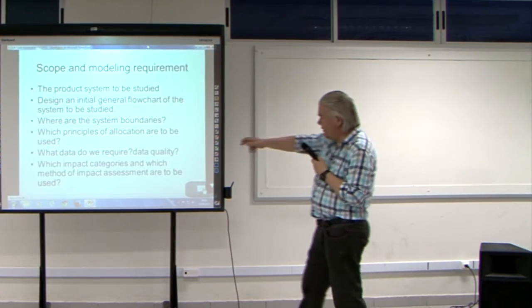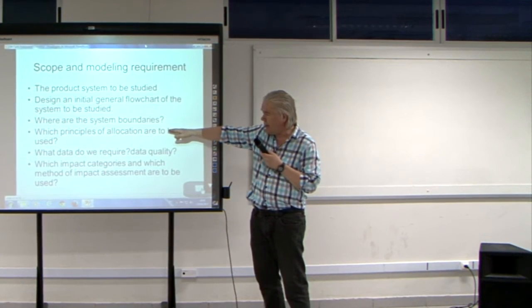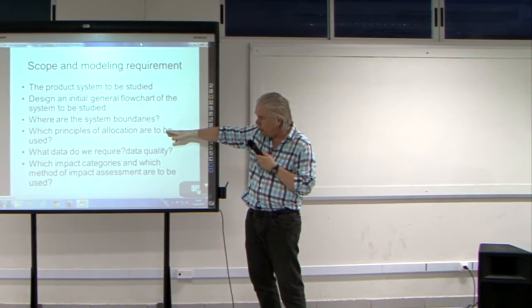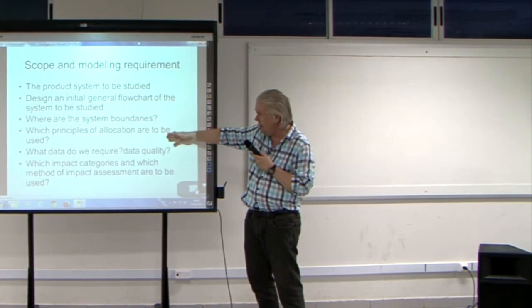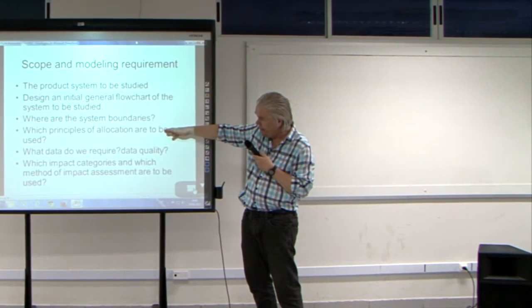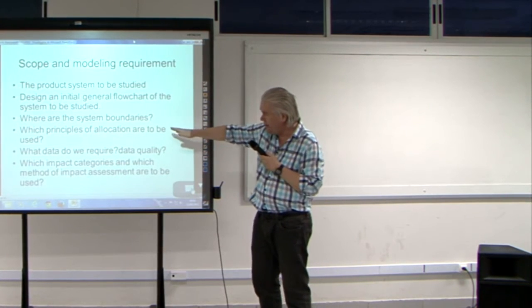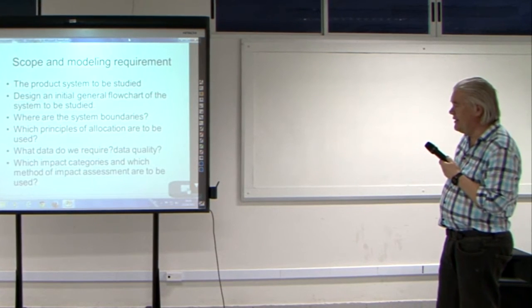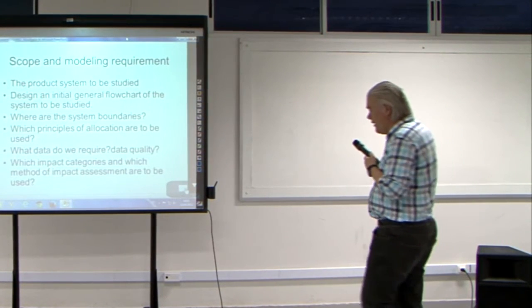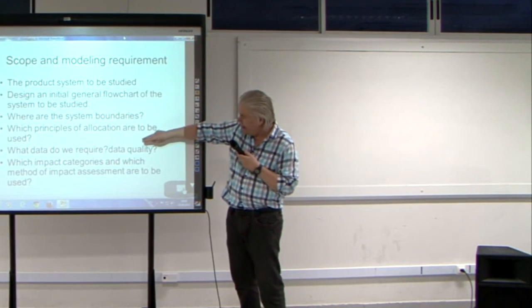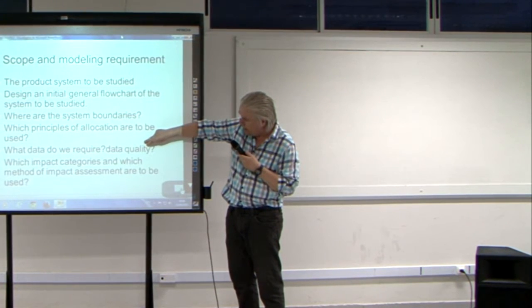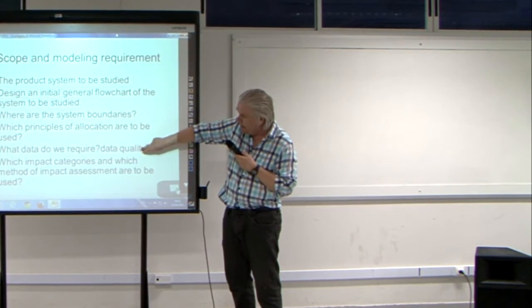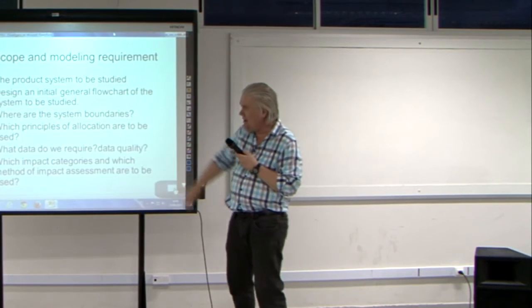Allocation we will discuss furthermore, but some product lines often produce more than one thing. Maybe produce both bottles and glasses, for example. And how to take care of this. And of course, data quality is also very important. Depending on data quality, it can affect the result if we have bad quality of the data. We maybe are not sure what we have received.